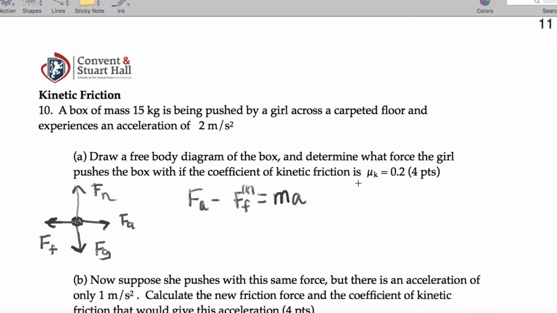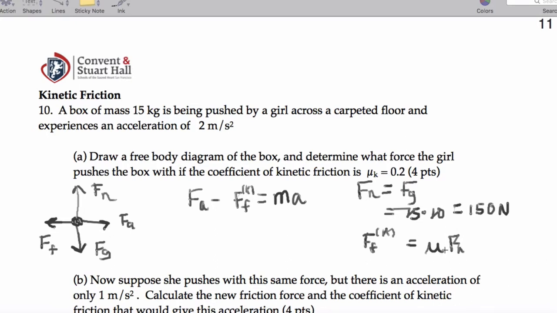kinetic friction force. So to get that, we know that the normal balances the weight, in this case when I look at the free body diagram. So that's going to be 15 times 10, which is going to give me 150 Newton normal force. And keeping that in mind, the friction force is going to be mu kinetic times the normal force, and that's going to be 0.2 times 150, which gives me 30 newtons.